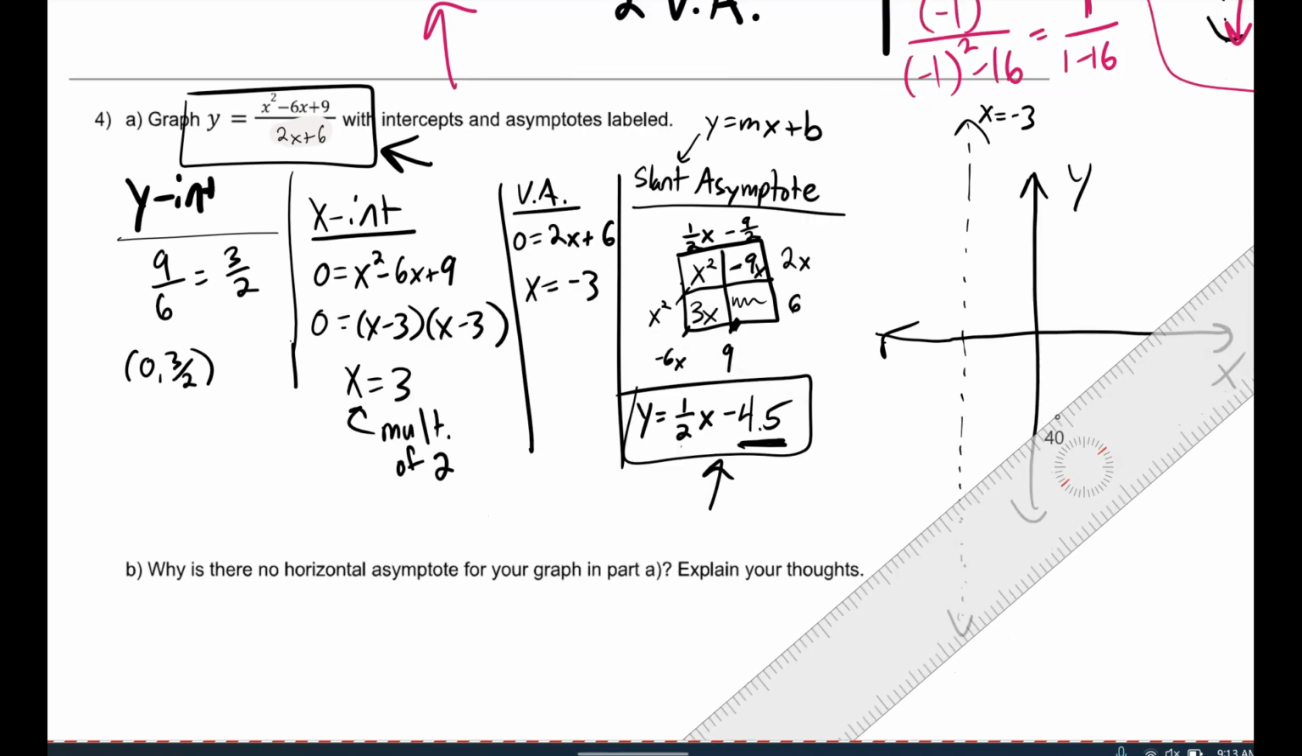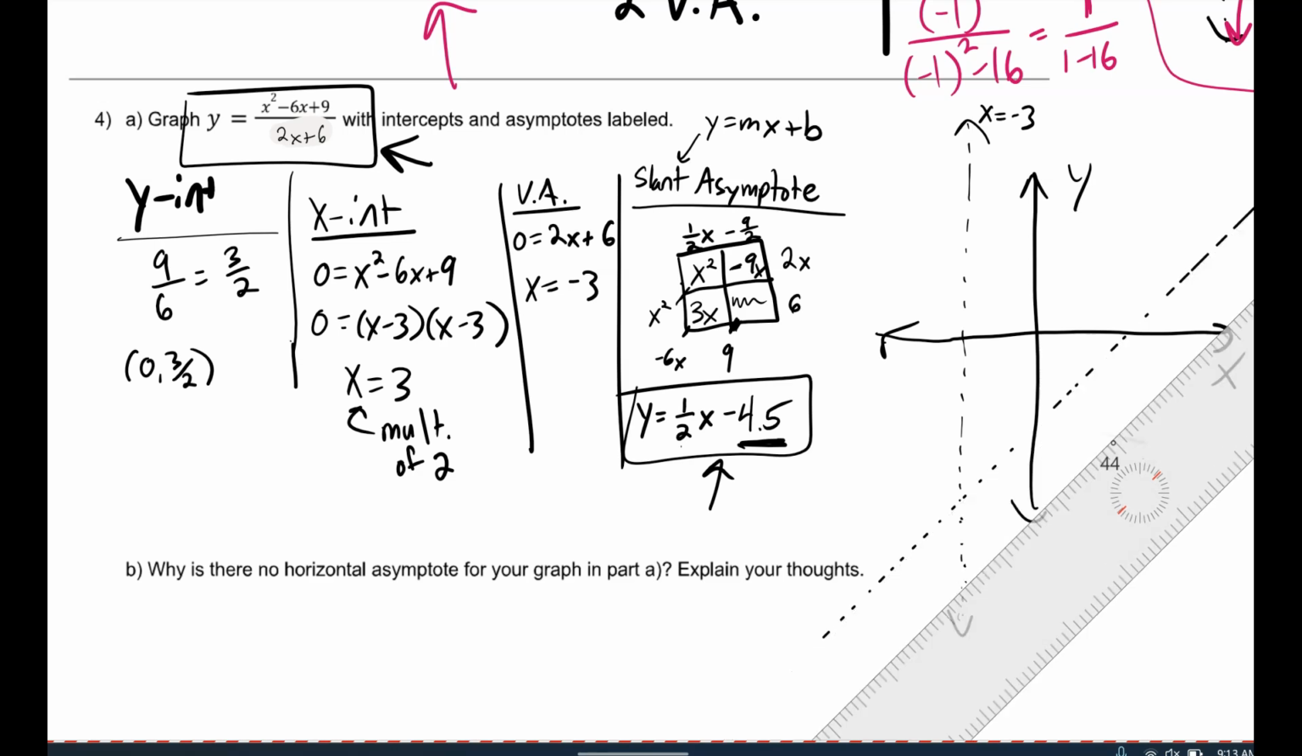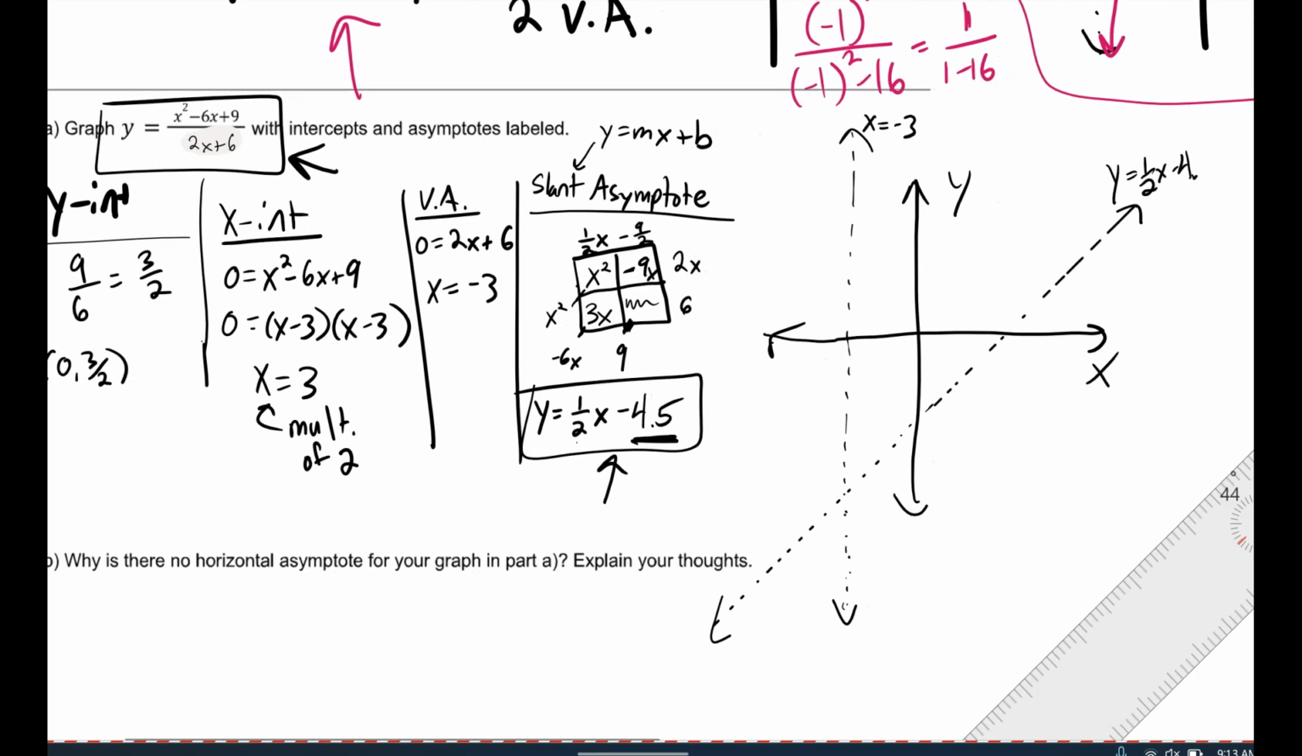So I'm not scaling my axes here. You should when you're sketching your own. But just to get a rough draft of this, maybe my slant asymptote would look something like this. And I'm going to include a label on it too, just to show where it falls in the xy plane there. So that's 1/2 x minus 4.5.